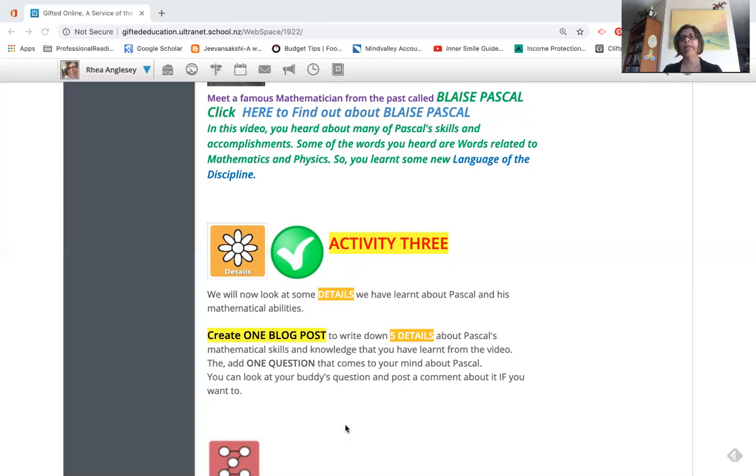So in this case, William and Damien, you can work together. And Richard, of course, you were there as well. So you 3 can look at each other's blog posts and see what question your buddy has put. What are your wonderings about Pascal? And you can put comments on each other's questions. So that's your activity 3.